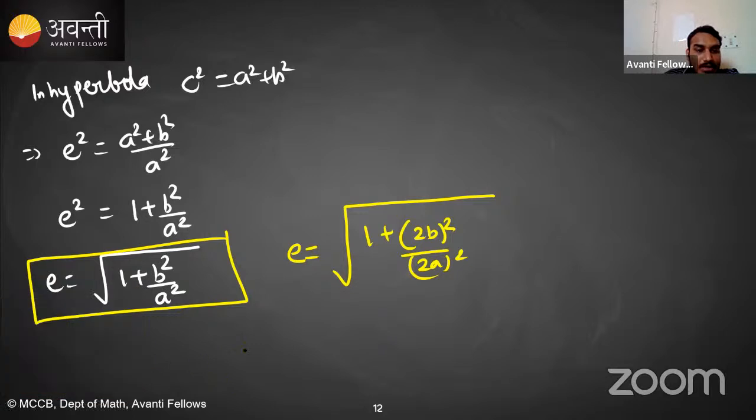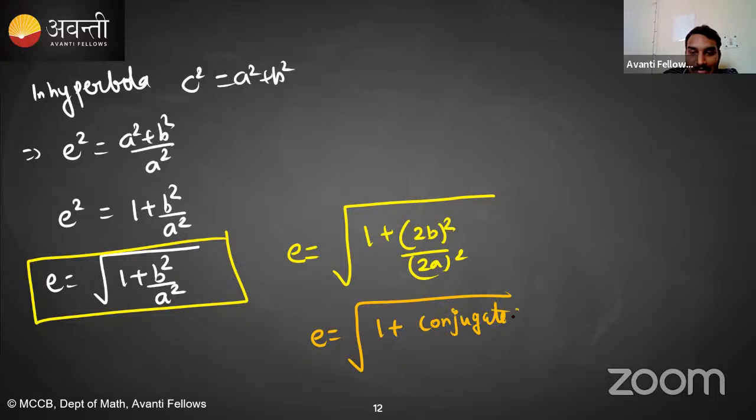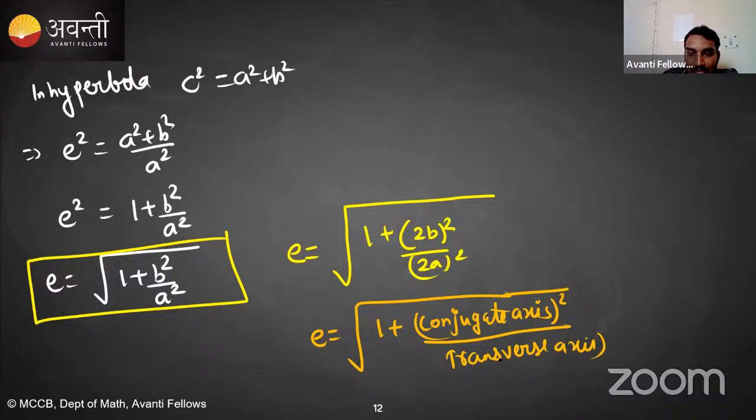So it means you can write the eccentricity also as under root of 1 plus, what is 2b? Conjugate axis. 2b is conjugate axis का square, divided by what is 2a? Transverse axis. Transverse axis का square. And in case of, देखो ellipse के केस में क्या था?